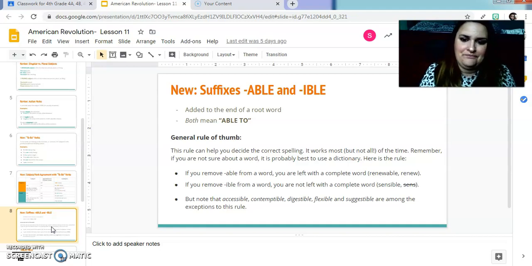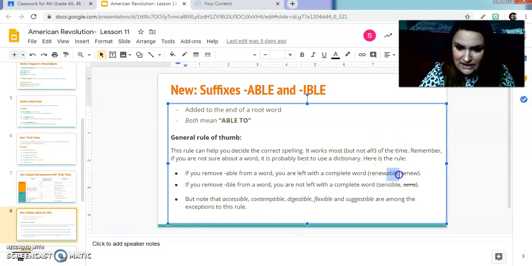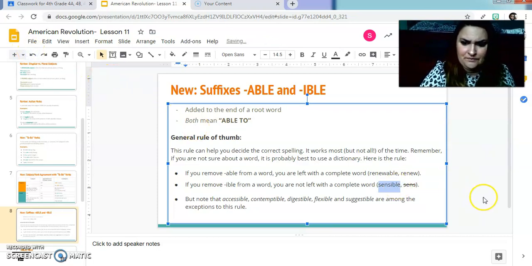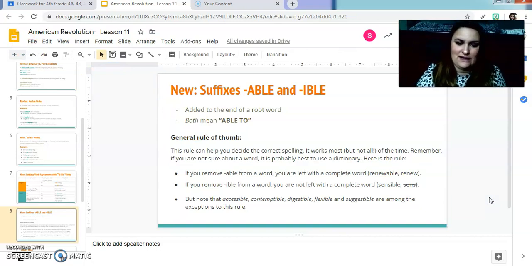So this is usually the rule of thumb. This is called the general rule of thumb. This usually works. This is usually a rule people follow. If you remove able from the end of a word, you're usually left with a complete word. So look at renewable. If I take off able on the end of it, I still have the word renew, and that's still a word, right? However, usually if I remove ible from the end of a word, I'm not left with a complete word. So the word like sensible, if I take off ible, I'm left with sens, and that's not the sense that we normally use. Normally sense would have an E on it.